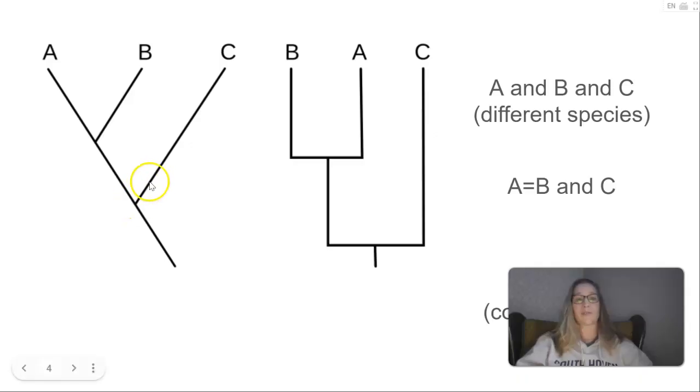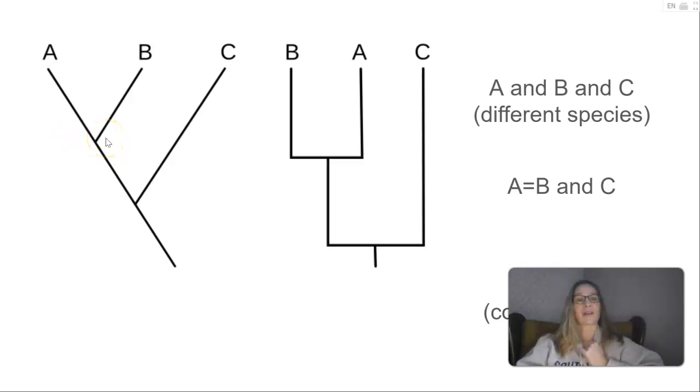It may have moved into a new environment. It may have experienced a different kind of environmental pressure, and those forces may have led species C to develop different traits. Now A and B were still one organism until about this point in time, when either A moved into a different environment or B moved into a different environment. Whatever the case was, A and B at this point in time became two different species.